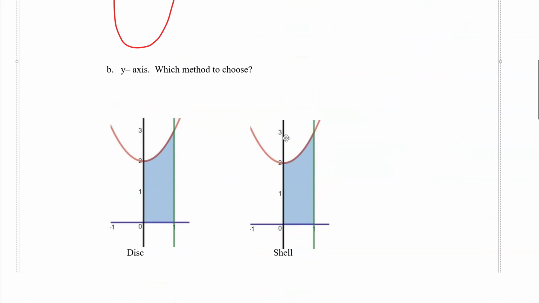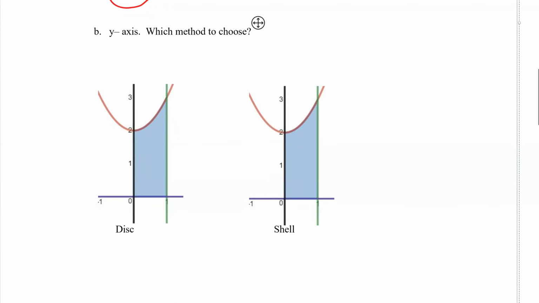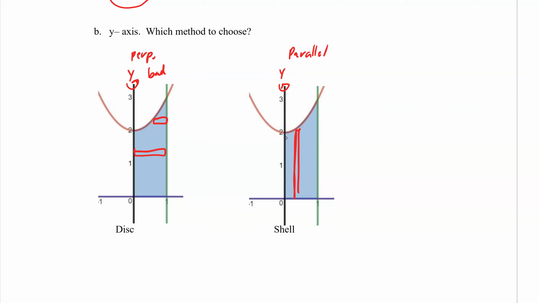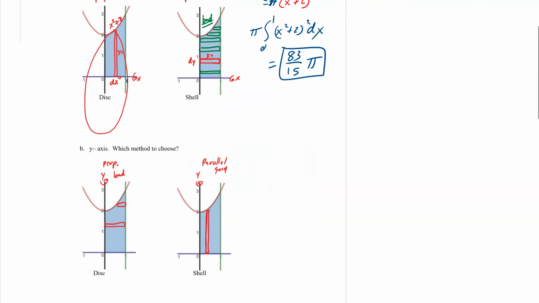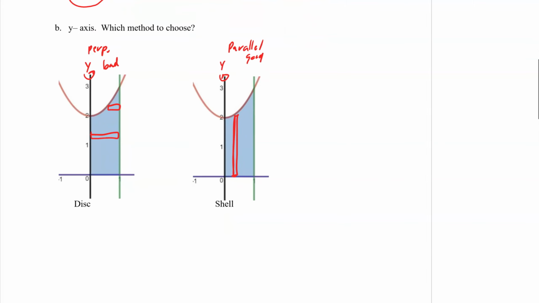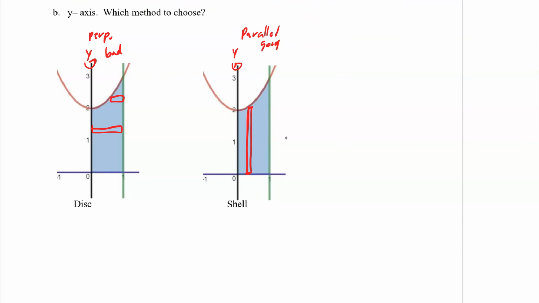So let's try another one. Now we're going to rotate this one about the y-axis. So if we're going to do the y-axis, then again, we'd have to pick, for this one, perpendicular, and this one is parallel for shells. If we do perpendicular with it, you can see that this one now is the bad one, and this one is the good one. So what method would you use? Shells. If we're rotating about the x-axis, you want to pick disks. And if we rotate it about the y-axis, you pick shells. This is why we have two methods, so that we can use these nicely.